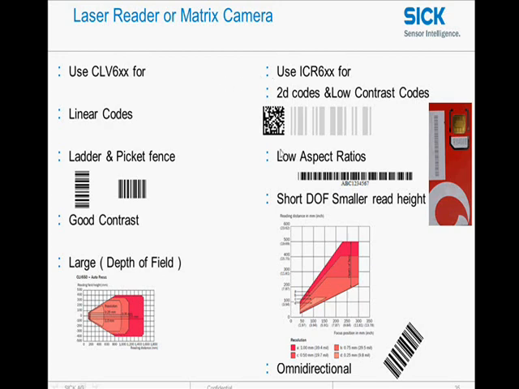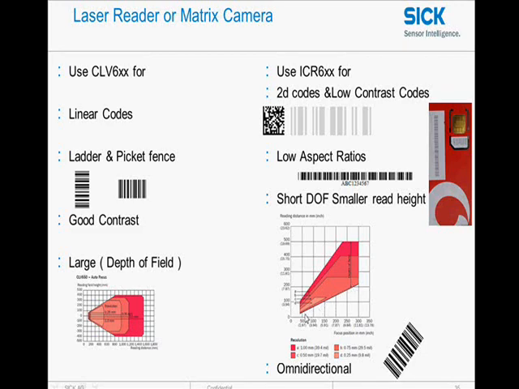If, however, you want to read a data matrix code or a low contrast code like this one, or a poor aspect ratio code like these, in fact this one on the right here is a poor aspect ratio and low contrast. If you only need a short depth of field, you notice here this is from our matrix reader. Depth of field is going from 200 millimeters out to 500, but it's going out on a very large code, on a 1 mil cell size. That's quite a big chunky code.